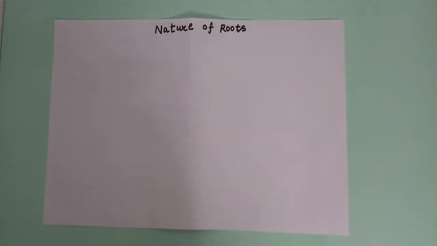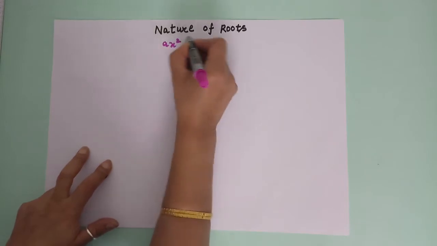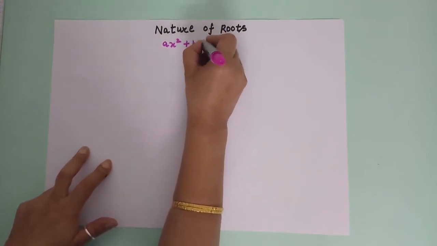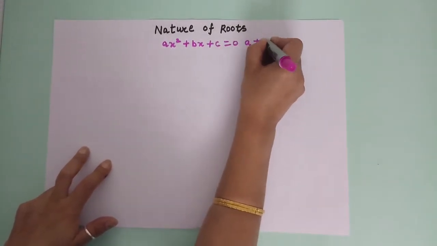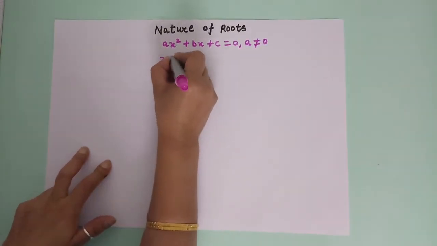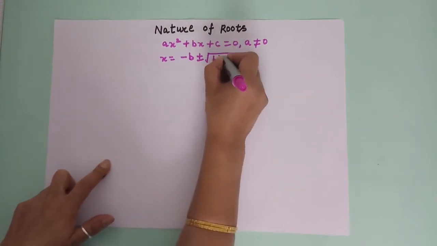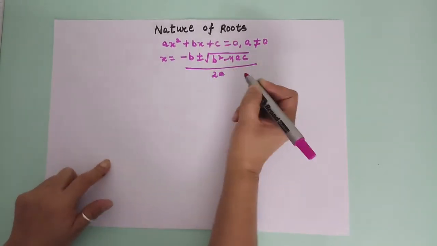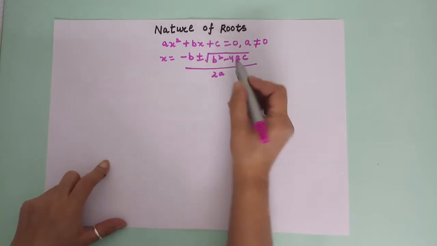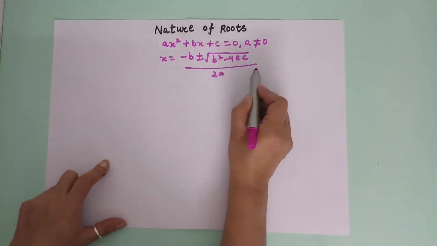In this video, we are going to discuss the nature of the roots. Now, the solution of a quadratic equation ax² + bx + c = 0, where a is not equal to 0, is x = (-b ± √(b² - 4ac)) / 2a. This is the quadratic formula, and using this formula we can find the roots of any quadratic equation, right?